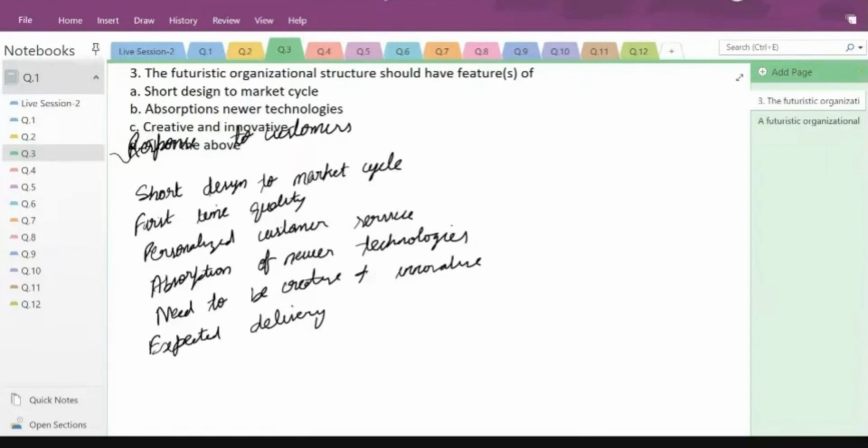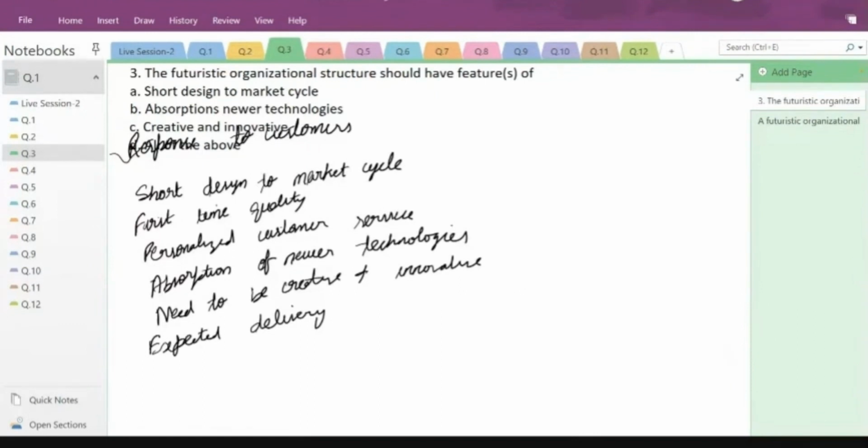Next is short design to market cycle. As we know, designs are changing very fast and market conditions are very dynamic. There is a demand for newer products, and a large number of varieties of each product, which may not be able to survive for long. That is why we need newer designs which should be developed from time to time, launched in the market, and made readily available in the shortest possible time. I hope the one who had a doubt, it's clear.